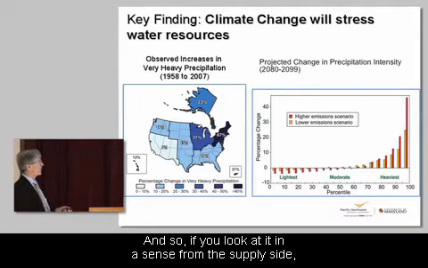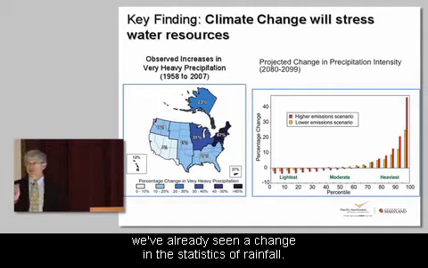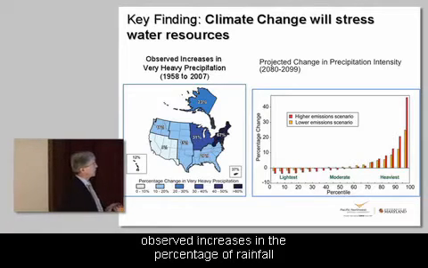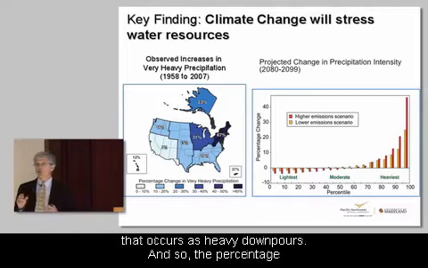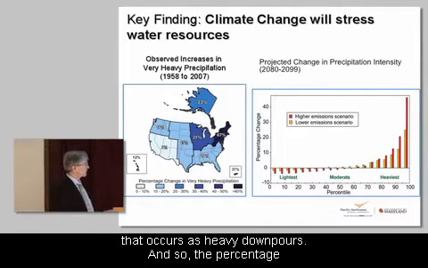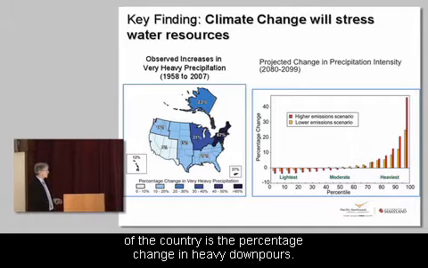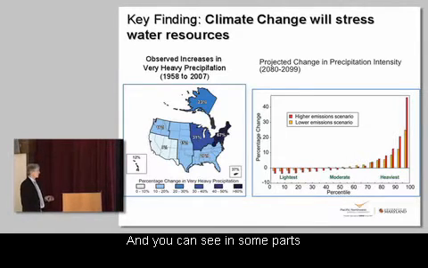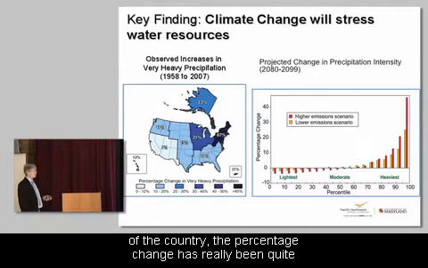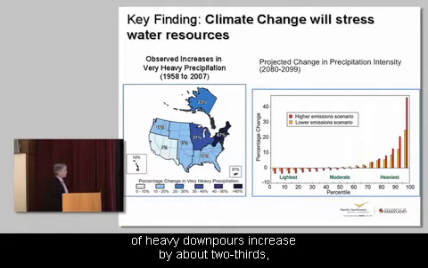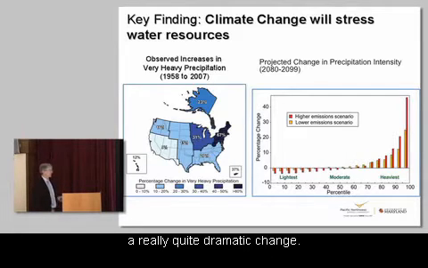And so if you look at it in a sense from the supply side, we've already seen a change in the statistics of rainfall. We've seen in the observational data, up to probably around the last year for which good data are available, observed increases in the percentage of rainfall that occurs as heavy downpours. And so the percentage in each one of these different parts of the country is the percentage change in heavy downpours. And you can see in some parts of the country, the percentage change has really been quite dramatic, that the northeastern states have seen the incidences of heavy downpours increase by about 2/3. A really quite dramatic change.